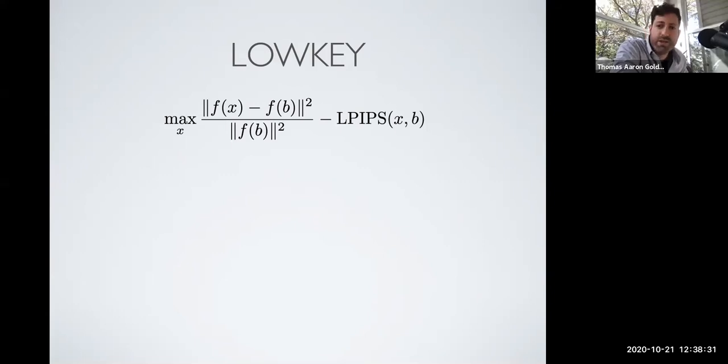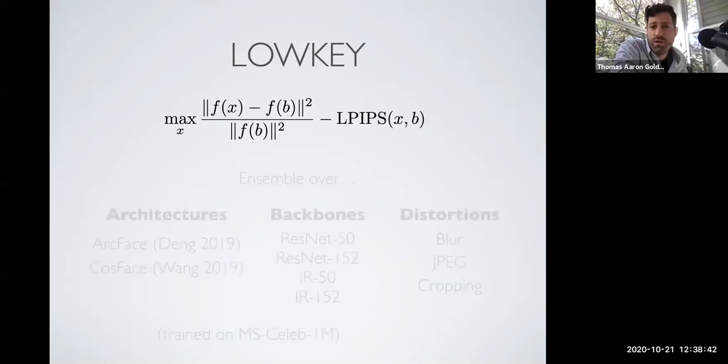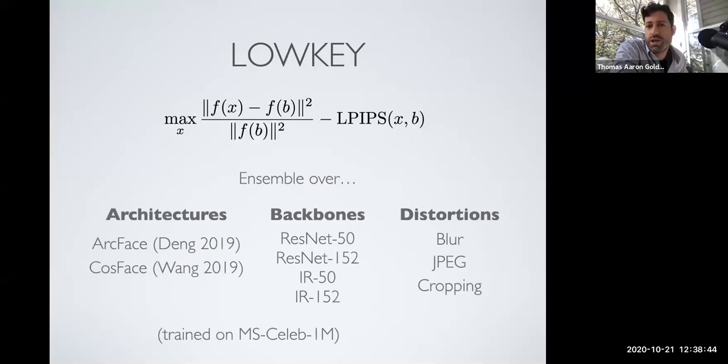But that doesn't necessarily mean that it scales up to industrial systems, because industrial systems have a lot of complexities. They're usually black box systems. I don't know the details of exactly how they work. And so in order to scale this up to black box systems, we ensemble over a number of different factors. We train to create an image that will defeat a range of different architectures with a range of different backbones. We also augment with a range of different distortions like blur, JPEG encoding, and random cropping to deal with the fact that there's going to be a face localization and extraction step. And so we look at systems.